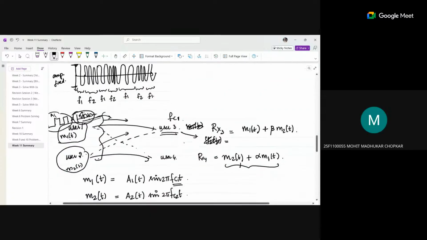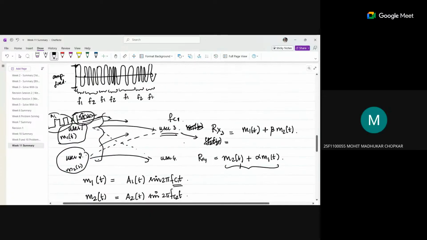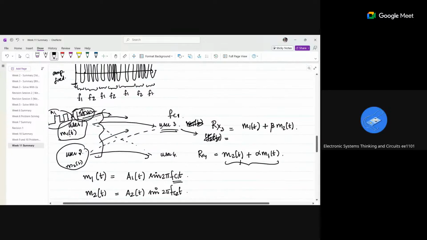Like you said, user one wants to send data to user three, but it will go through user four also. What happens here? User one and user three are using the carrier signal FC1. Only they both know the carrier frequency that they need, that is FC1. But the transmitter doesn't know.